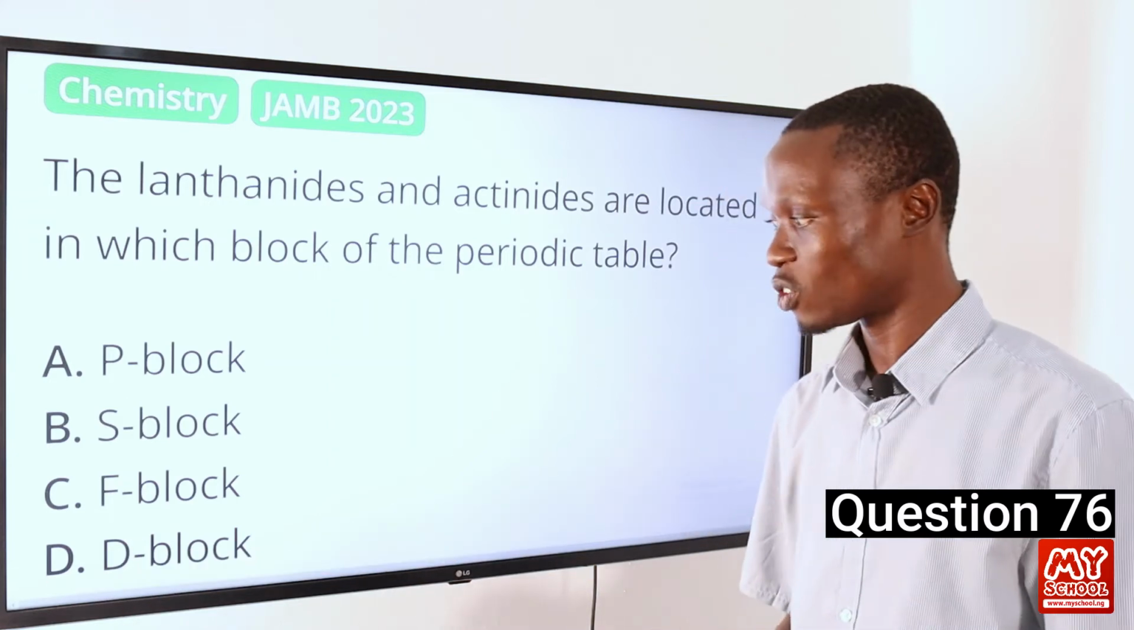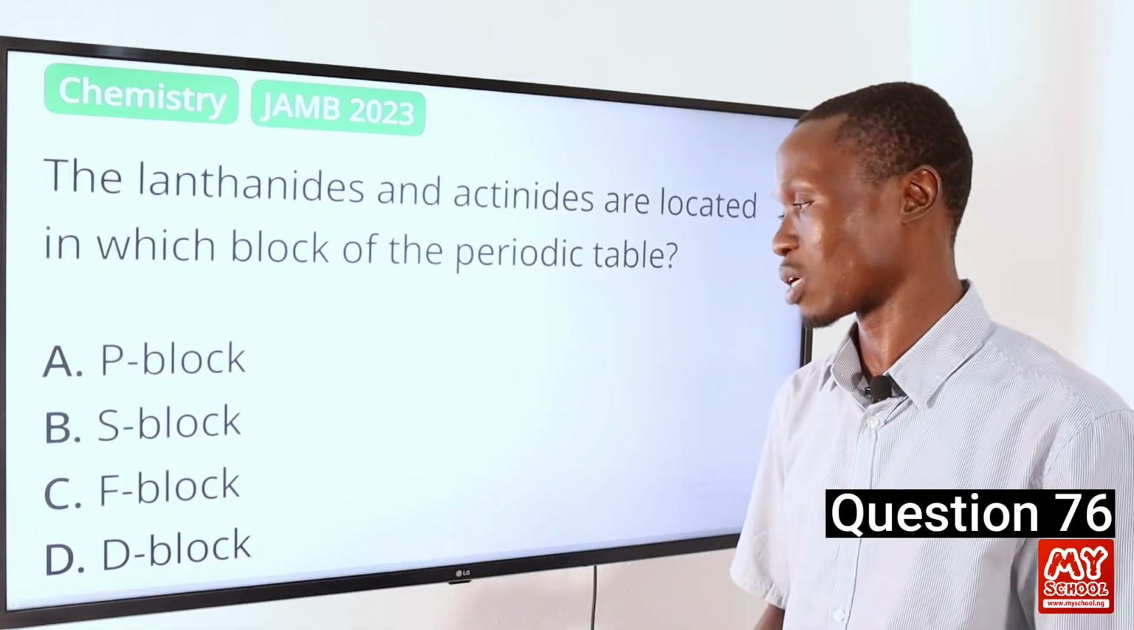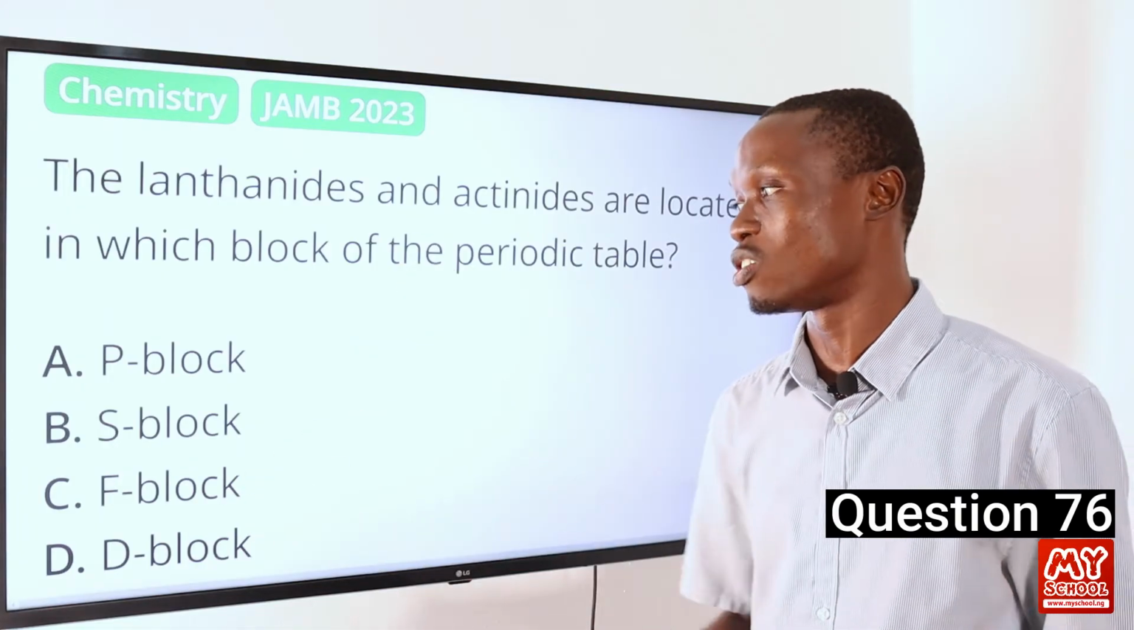While option D, we have the D block. So the elements found in the D block are the transition metals. So the correct option to this question is option C, F block.